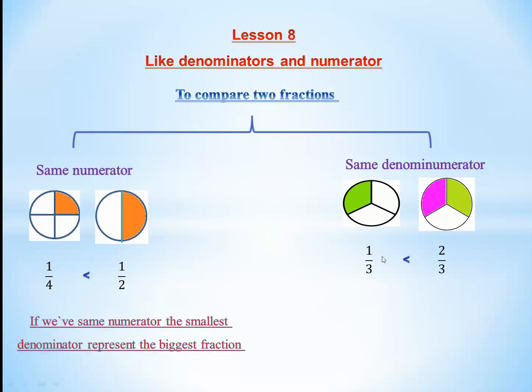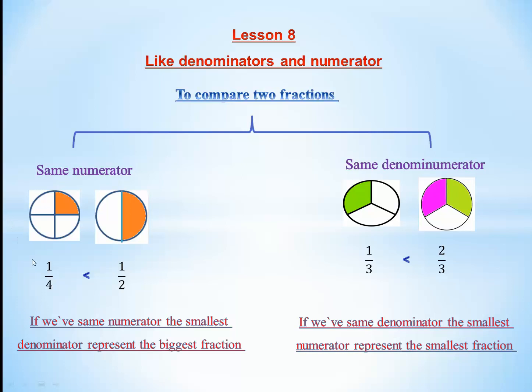If we have the same denominator, it's a normal range. Small is small and big is big. But if we have the same numerator, we call that a crazy fraction. Crazy fraction, okay? Because the small represents the big fraction.